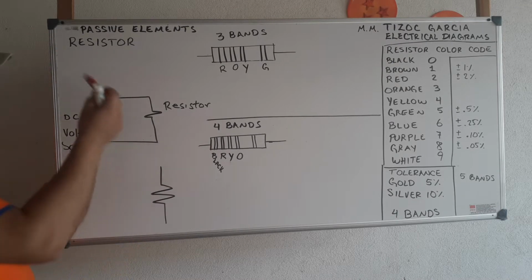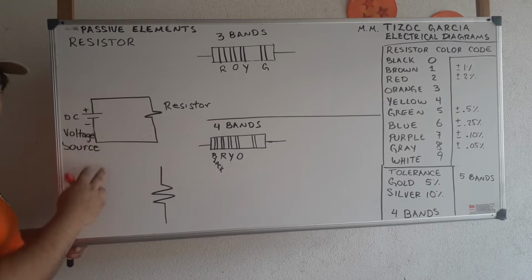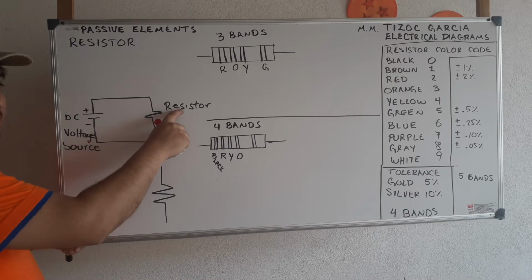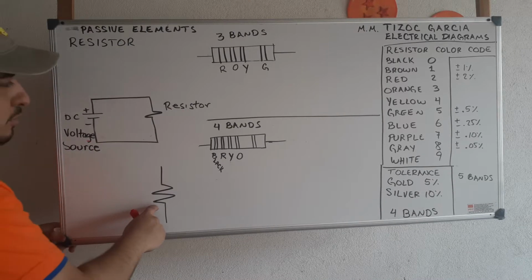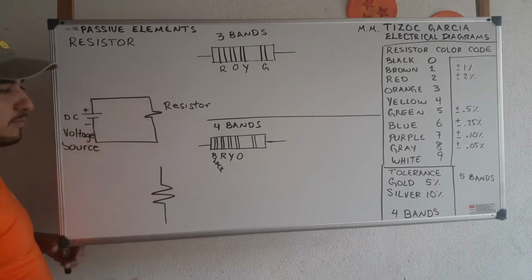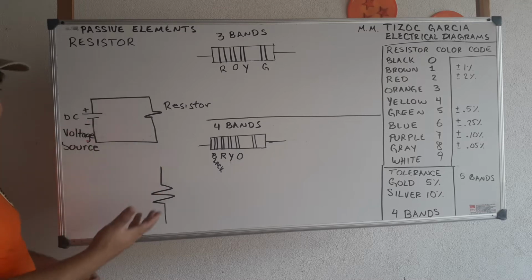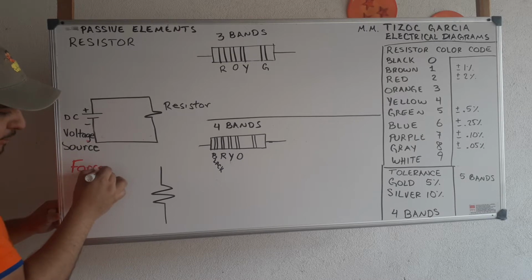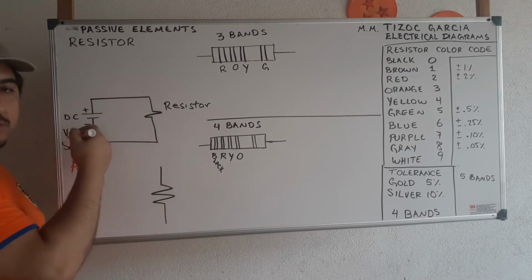To start, we're going to see in this part an electrical circuit. In this circuit, we're going to see there are two symbols. This is the symbol for a DC voltage source, and this is the symbol for a resistor, and we can also find this kind of symbol to represent a resistor. Now, the job of the source is to give energy to the circuit. In this case, this is the force, and the resistance has an opposition to this force.